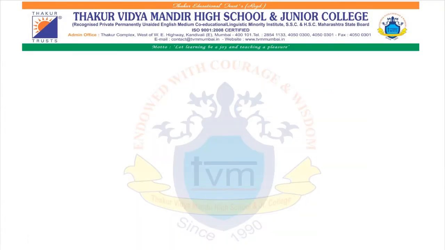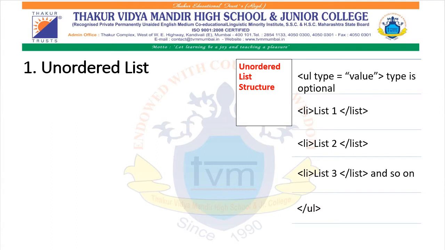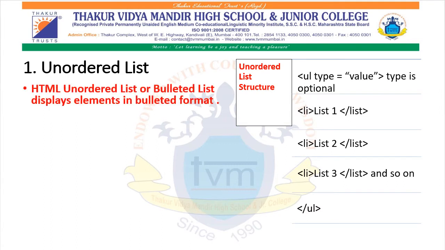In unordered list, the order of the listed items is not specific. That is, the sequence or its priority doesn't matter. The unordered list is also called bullet list. This unordered list or bullet list displays elements in bullet format, and we generally use this list where the order of the items is not required. This list is defined using open UL tag and closed UL tag.